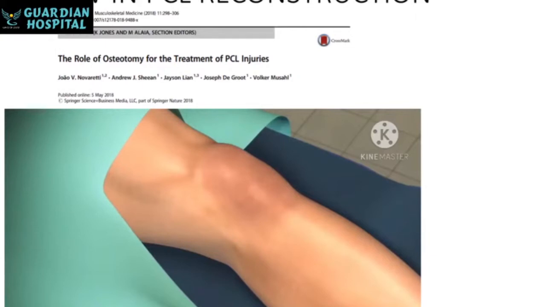Arthroscopically, we mainly use two portals, anterolateral and anteromedial. Anteromedial is mainly for the procedure and anterolateral is for the scope.